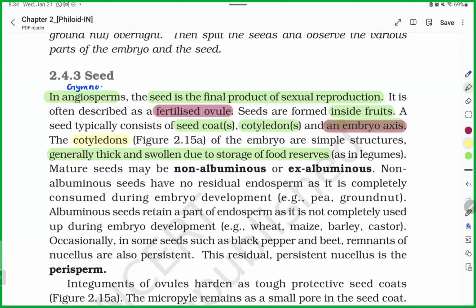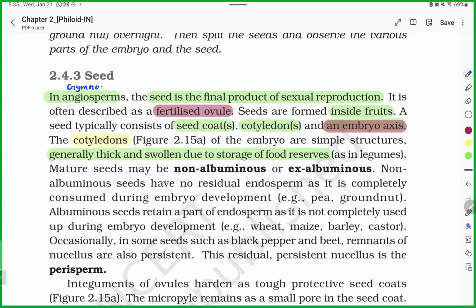Storage of food, more development, storing a lot of food, we can say endosperm also. That's why monocot seed has less nutrition, less development. Dicot seed has two cotyledons with a lot of food, more development, thick and strong. Makes sense, guys?